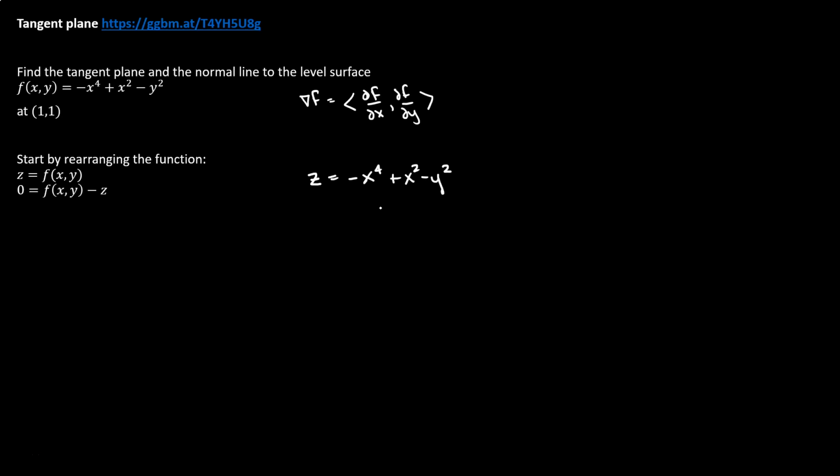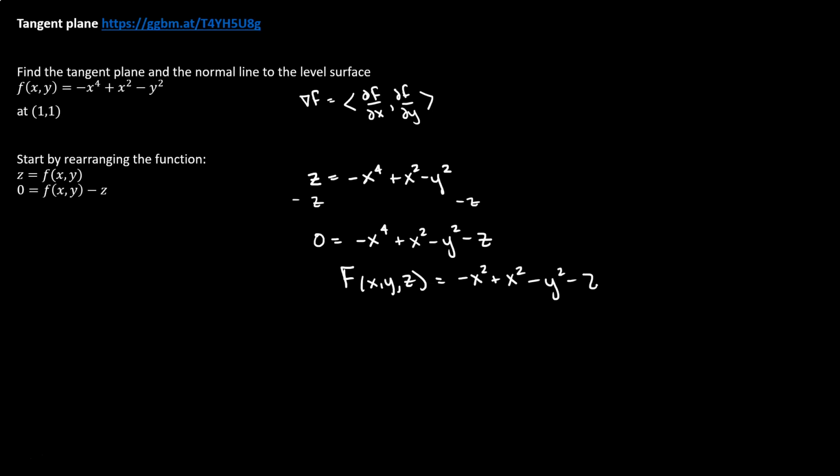And then we're going to create kind of a dummy function where we subtract z to the opposite side so that we have 0 is equal to negative x to the fourth plus x squared minus y squared minus z. And what we have on the right-hand side over here looks like a function of 3 variables. We can call that f, capital F, function of 3 variables. And then we can find the gradient vector of that and use that as our gradient vector in each of the formulas.